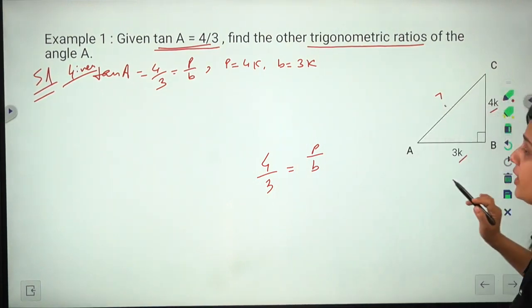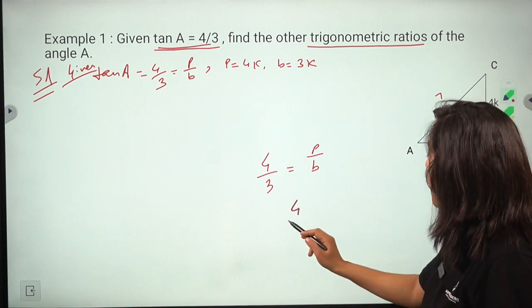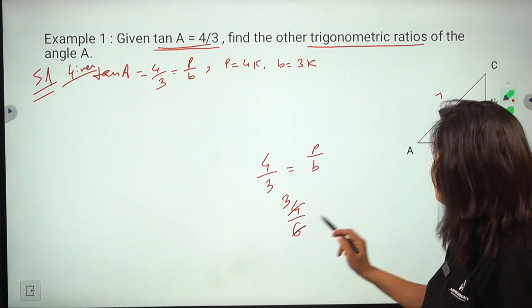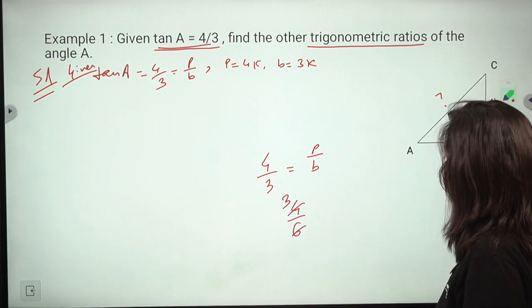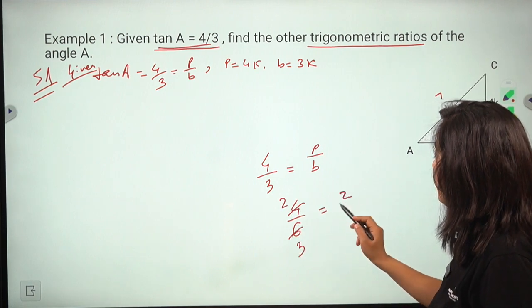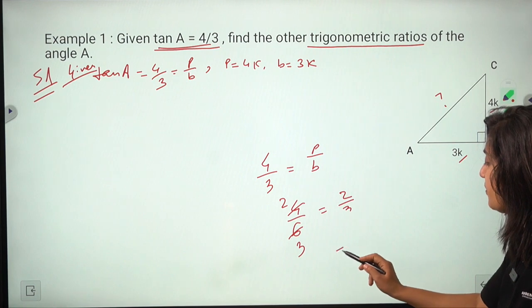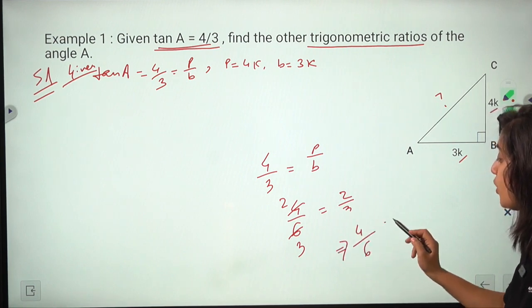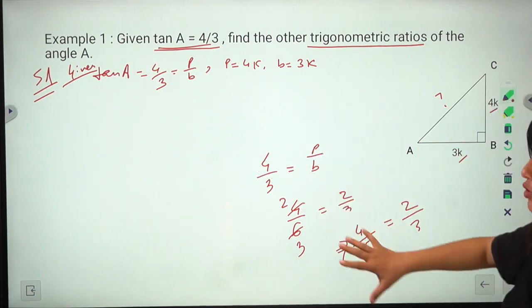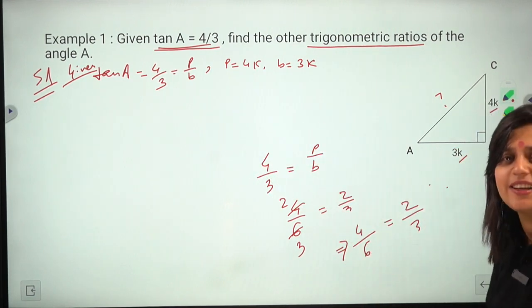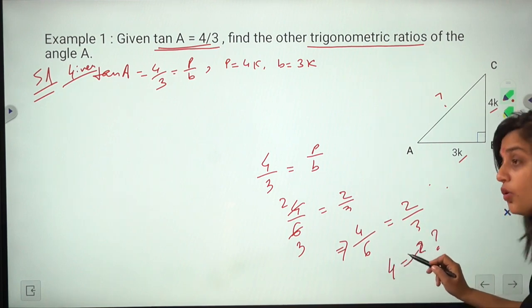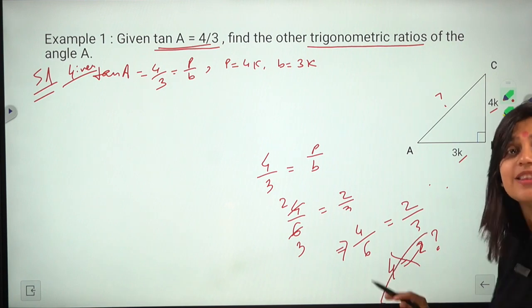Because they are ratios, okay? Like 4 by 6. 2 into 2 is 4, 2 into 3 is 6, equals 2 by 3. That means 4 by 6 is equal to 2 by 3. Like 4 by 3 equal to P by B. So 4 by 6 equals 2 by 3. Is 4 equal to 2? No. Clear? This is the reason.